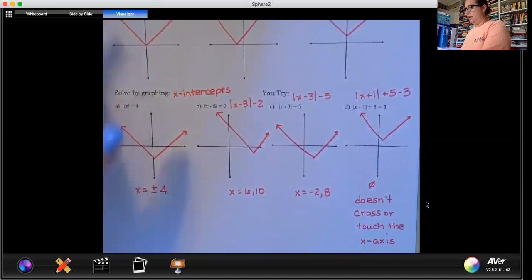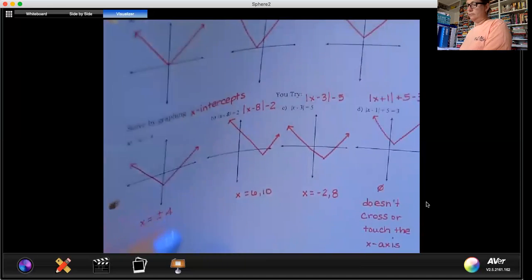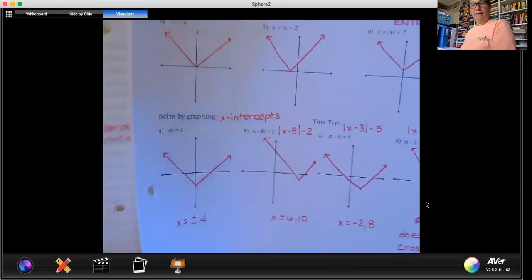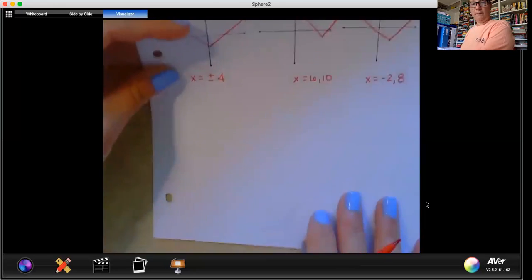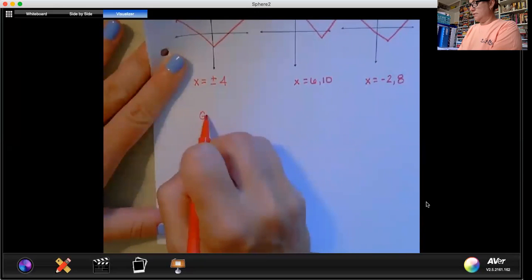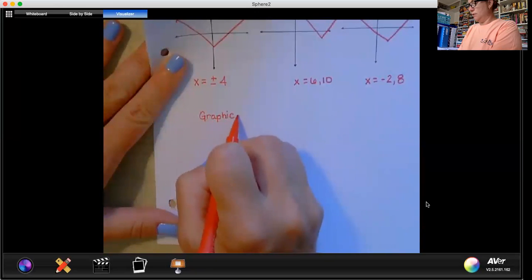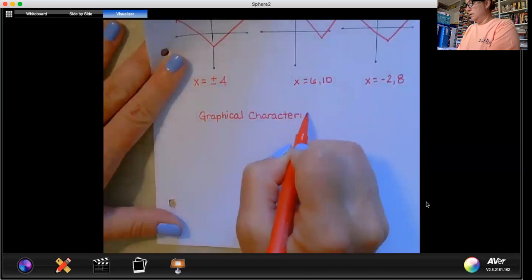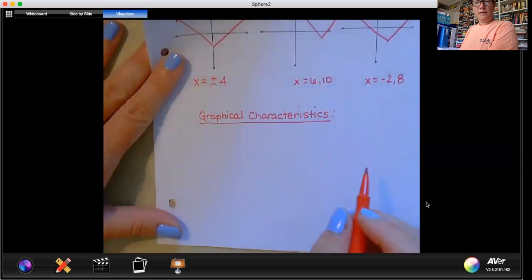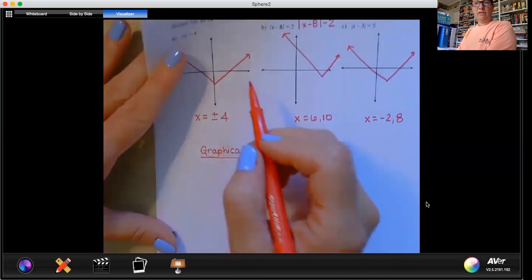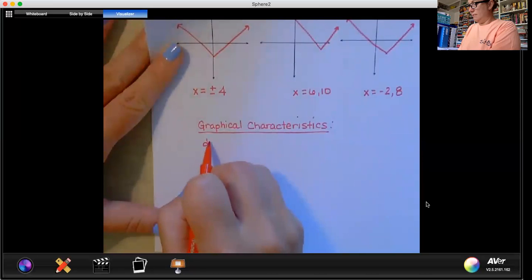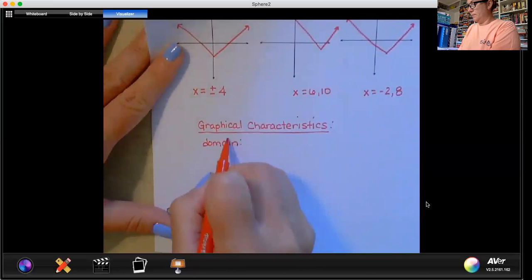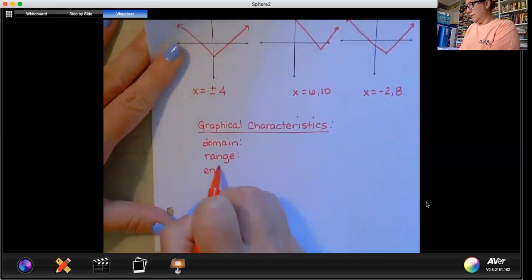Now, one thing I want you to make a note of here. When you graph these, in addition to graphing and solving, you are going to need to find these graphical characteristics. We're not going to do this right this second, but we are going to do this before our video concludes today. So I want you to be thinking about these. These are the pieces you're going to have to find based on the graph that you get from your calculator. You're going to have to be able to find the domain, the range, end behavior. What's it doing at the end?